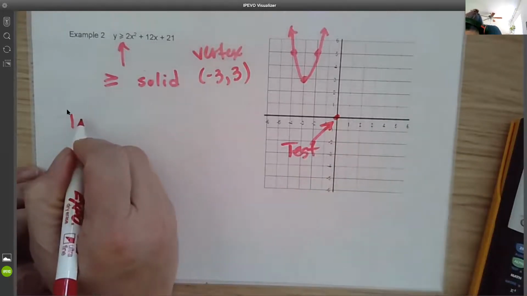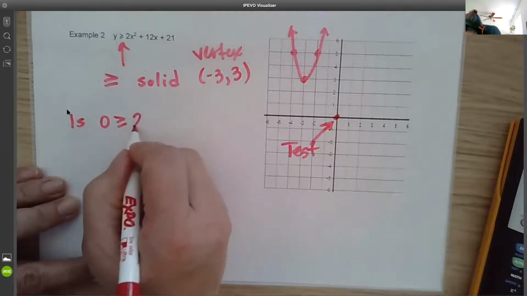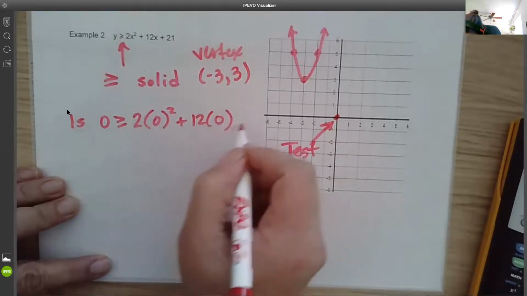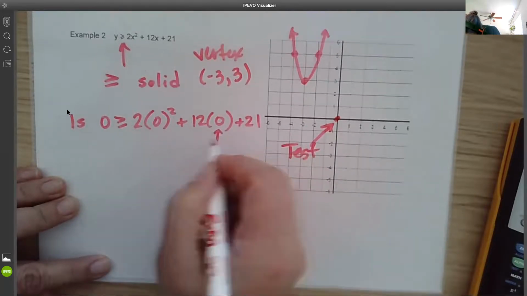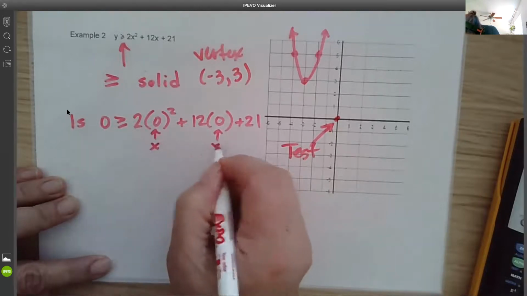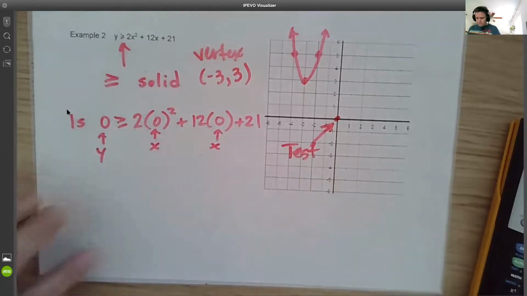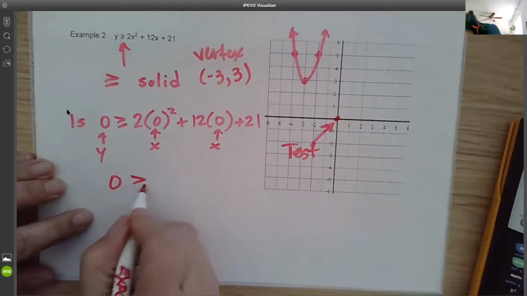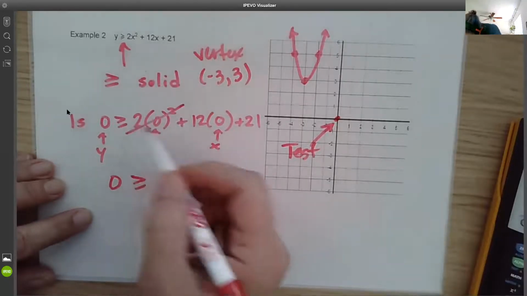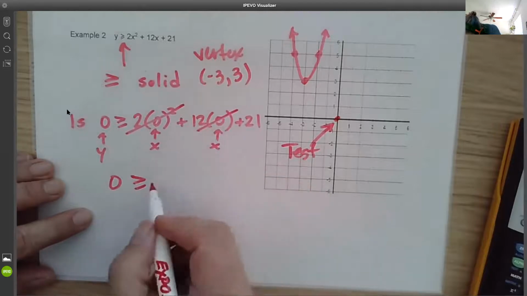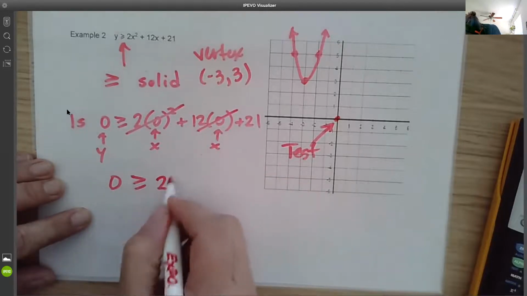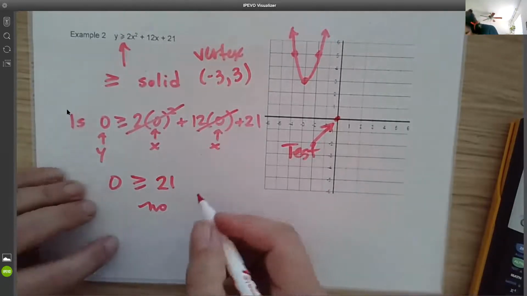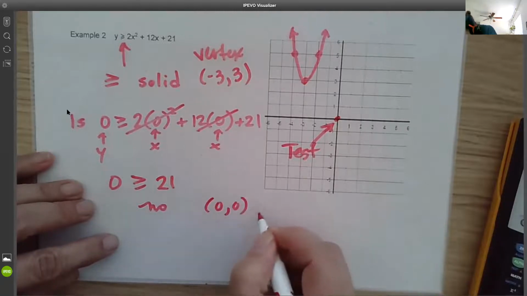So my question then is: is 0 greater than or equal to 2 times 0 squared plus 12 times 0 plus 21, because I'm plugging in 0 for x and 0 for y. 2 times 0 squared is 0. 12 times 0 is 0. Is 0 greater than or equal to 21? Well, no. So my test point this time is not a solution.